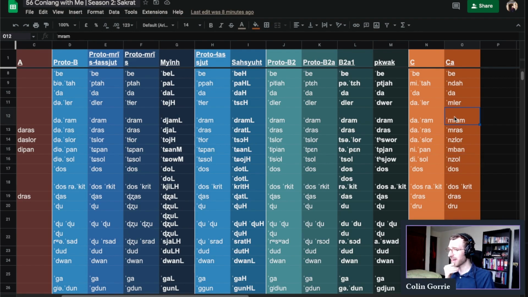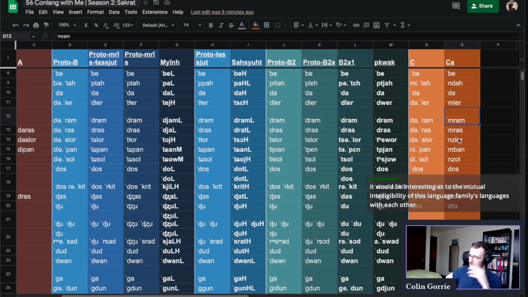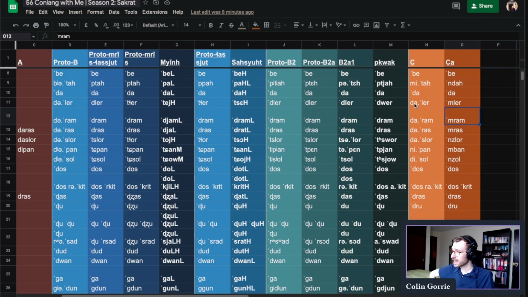And then what happens in the case of something like daram going to mram is I don't exactly know if it's the most naturalistic thing in the world, but it's a bit of dissimilation before sonorants. So naram is going to become mram. Daler, naler, mler. That's the idea. So that's the kind of cool stuff about CA. We haven't worked much with it yet, so it doesn't have a name.